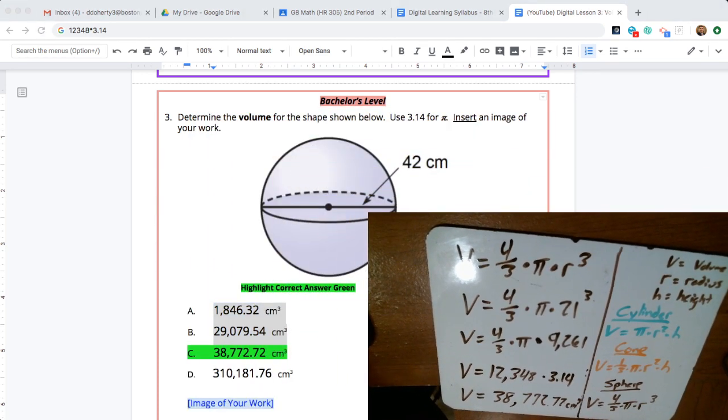So again, our correct answer here was C. If you ended up at answer D, that's probably a result of using 42 as the radius instead of 21. And if you ended up at A or B, you probably incorrectly used the formula or did r squared instead of r cubed, something like that.